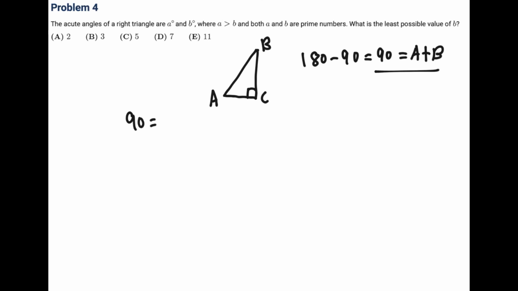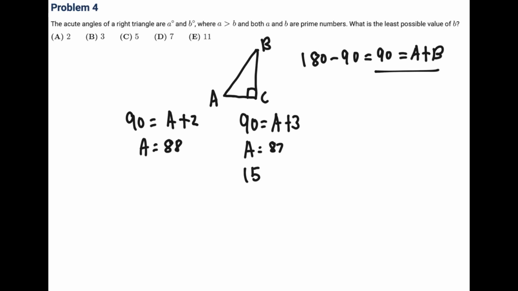So if we plug in 2 for B, we get 90 equals A plus 2, A equals 88. This doesn't work because in the original prompt it states that A and B are prime numbers. 88 is not a prime number because it's even. Moving on to answer choice B, 90 equals A plus 3, A equals 87. This doesn't work either because if you add up the digits of 87, you get 15, and that's divisible by 3, meaning that 87 is also divisible by 3.